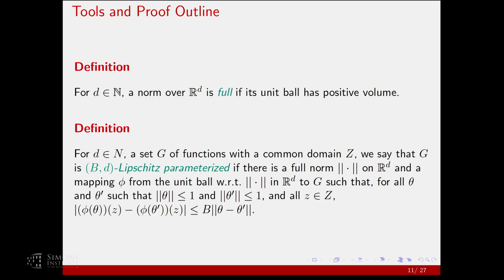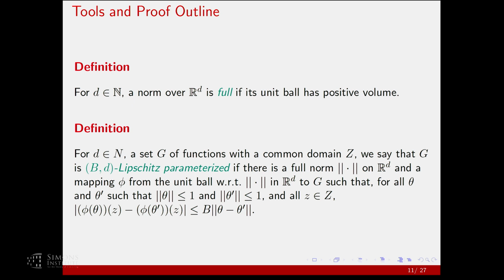Now, let me get a little bit into the high-level idea behind how we prove this. In order to say that, let's recap two definitions. One is the definition of a full norm. We say a norm over R to the D is full if its unit ball has positive volume. Another definition we need is the definition of Lipschitz parametrized models.